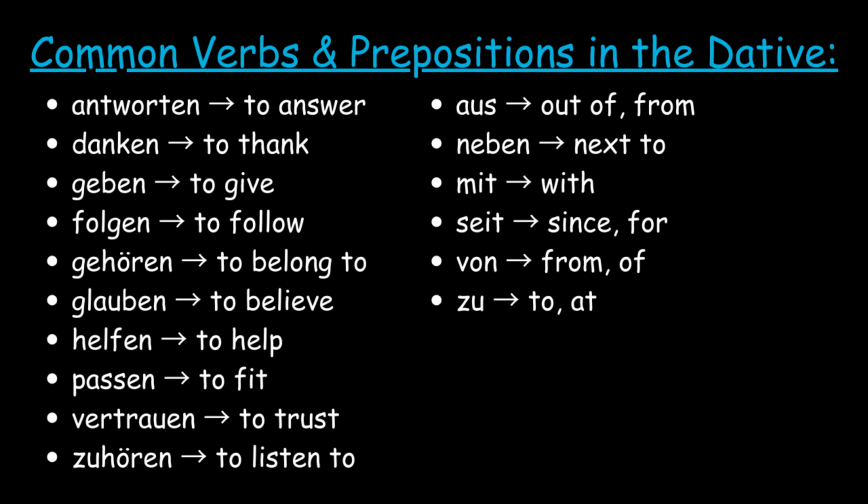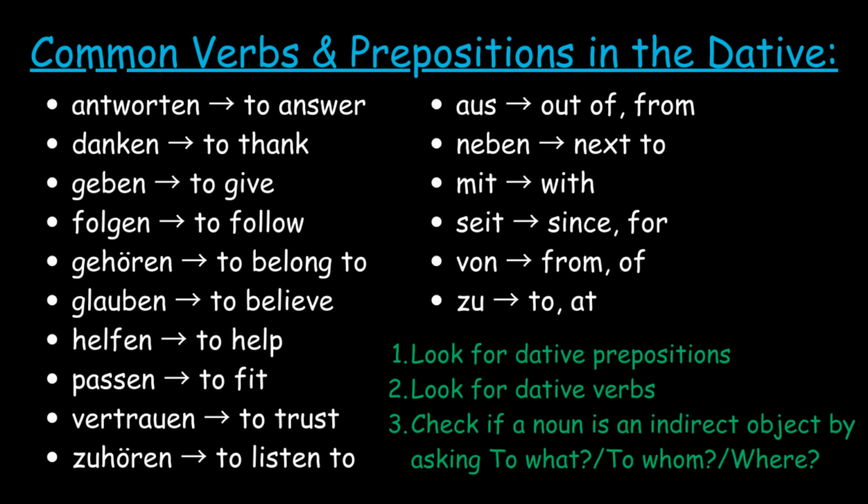To avoid any confusion with other cases, we can follow these patterns. 1. Look for dative prepositions. 2. Look for dative verbs. And 3. Check if a noun is an indirect object by asking to what, to whom, and where. Always ask if a verb requires an indirect object, and if it does, it's dative. Moreover, such fixed verbs and prepositions always require the dative, so it's useful to memorize them together.